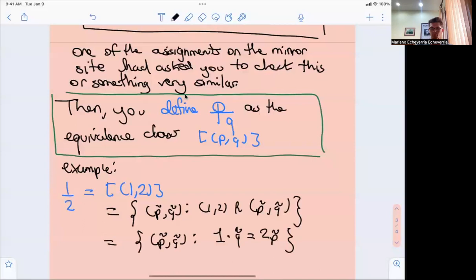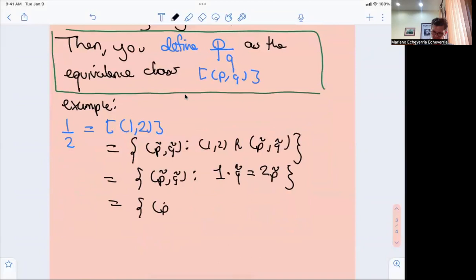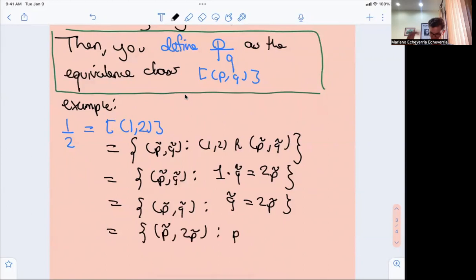right? And so that means that these are the pairs (P tilde, Q tilde) where Q tilde is 2 times P tilde. And so you can replace Q tilde in terms of P, so this is (P tilde, 2 P tilde), where P is an integer, which is non-zero because Q tilde was non-zero.